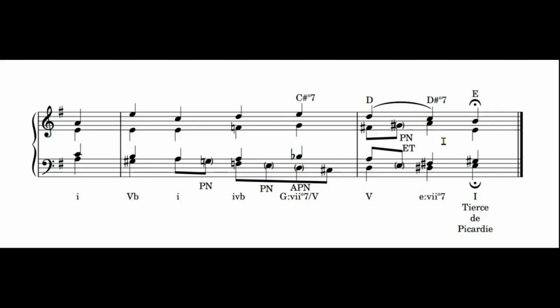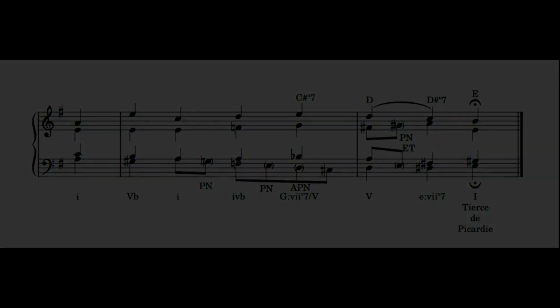After that, we have a passing note in the alto and then an escape tone in the tenor. The ending is also a 7 diminished 7 to 1. This is in E minor according to the key signature. But the end, as usual, changes the minor chord to a major chord, and we call it a tierce de Picardie. So this is all the analysis of this chorale. Let's have a listen to it.